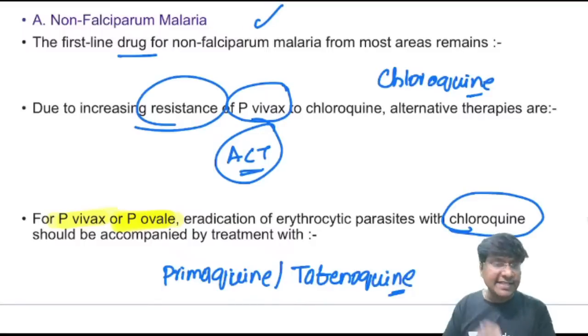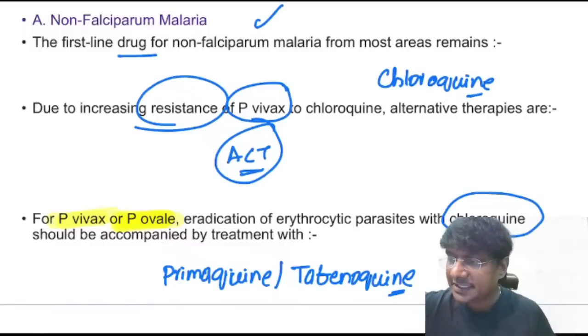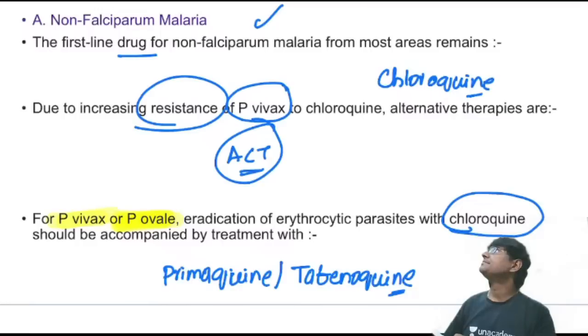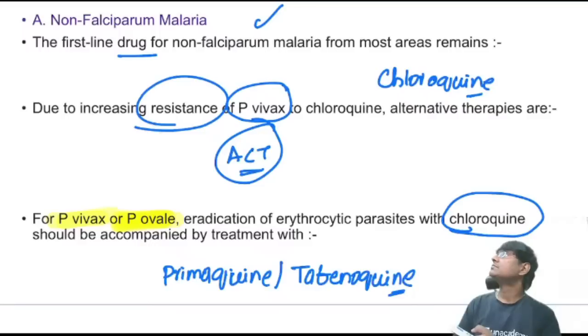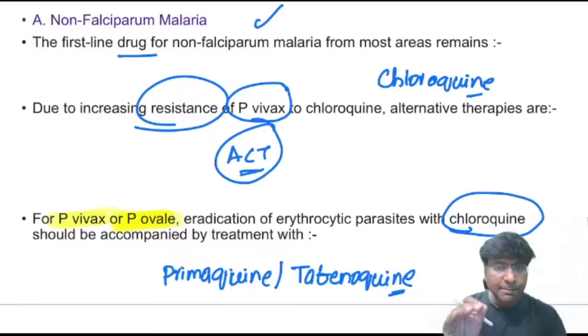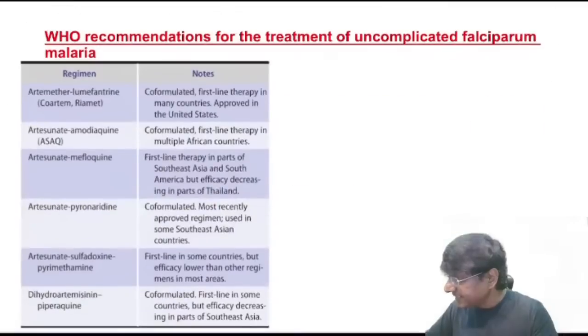Then what about falciparum malaria? What is the first line drug for falciparum malaria? Can anyone answer this? Whatever treatment we have discussed so far is for non-falciparum. What about falciparum now? Yes, please remember, for falciparum malaria, the drugs we give are artesunate as well as mefloquine.